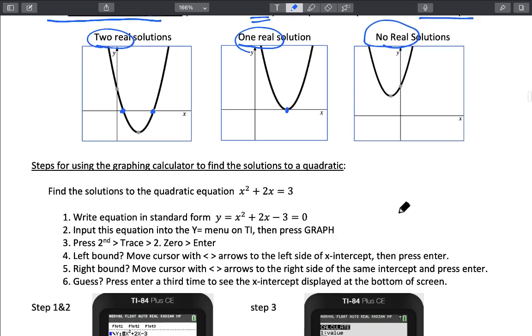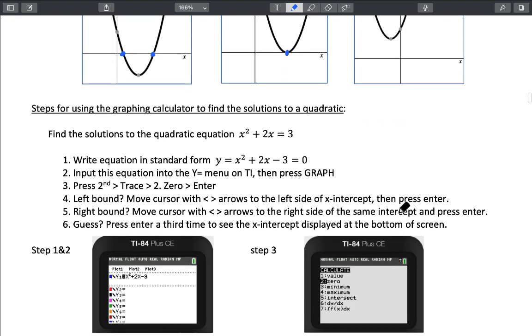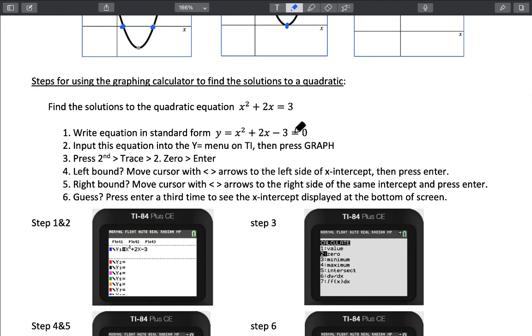All right, so we're going to practice doing this today on our graphing calculator and using Desmos. So the steps here for using your graphing calculator to find the solutions of the quadratic. Here is your first example. It says to find the solutions of this quadratic equation, x squared plus 2x equals 3.